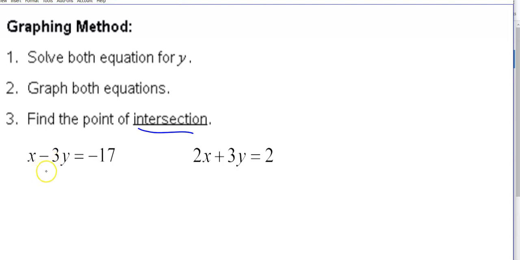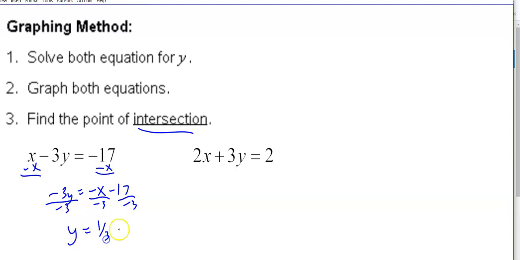So we're going to solve this for y. It takes a couple of steps here. So we're going to subtract x. Get -3y equals -x minus 17. Divide by -3. I prefer to divide each term by -3. I think it's easier to cancel. So I get 1/3 x plus 17/3. Yeah, that'd be hard to graph by hand.